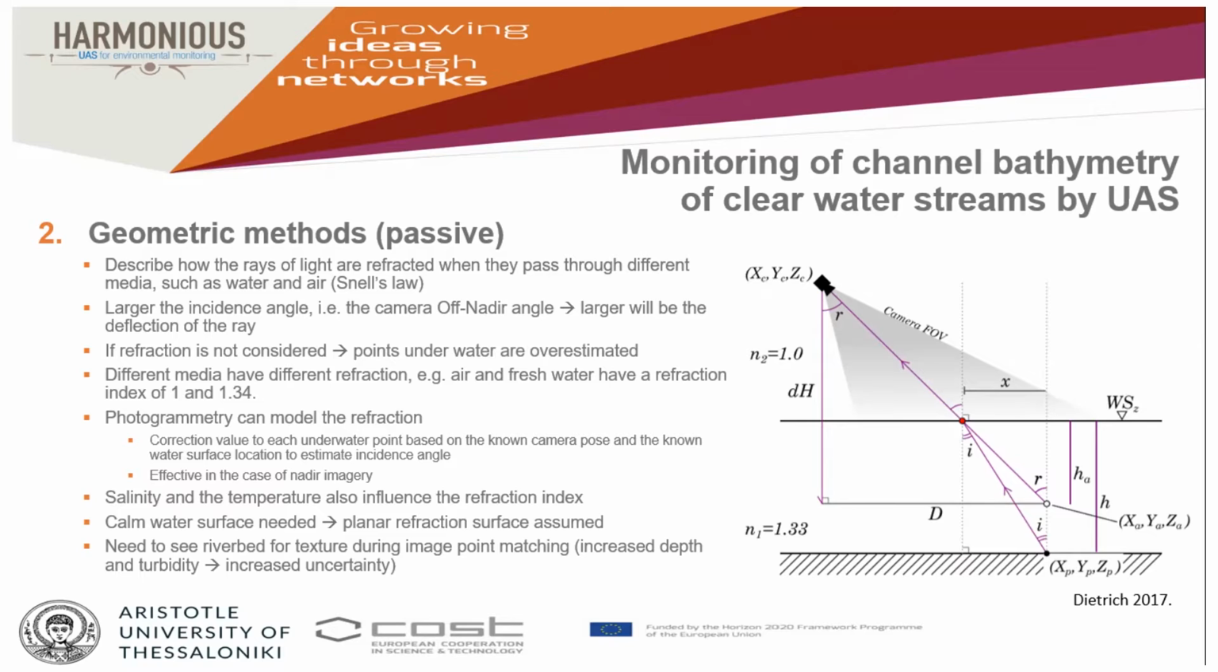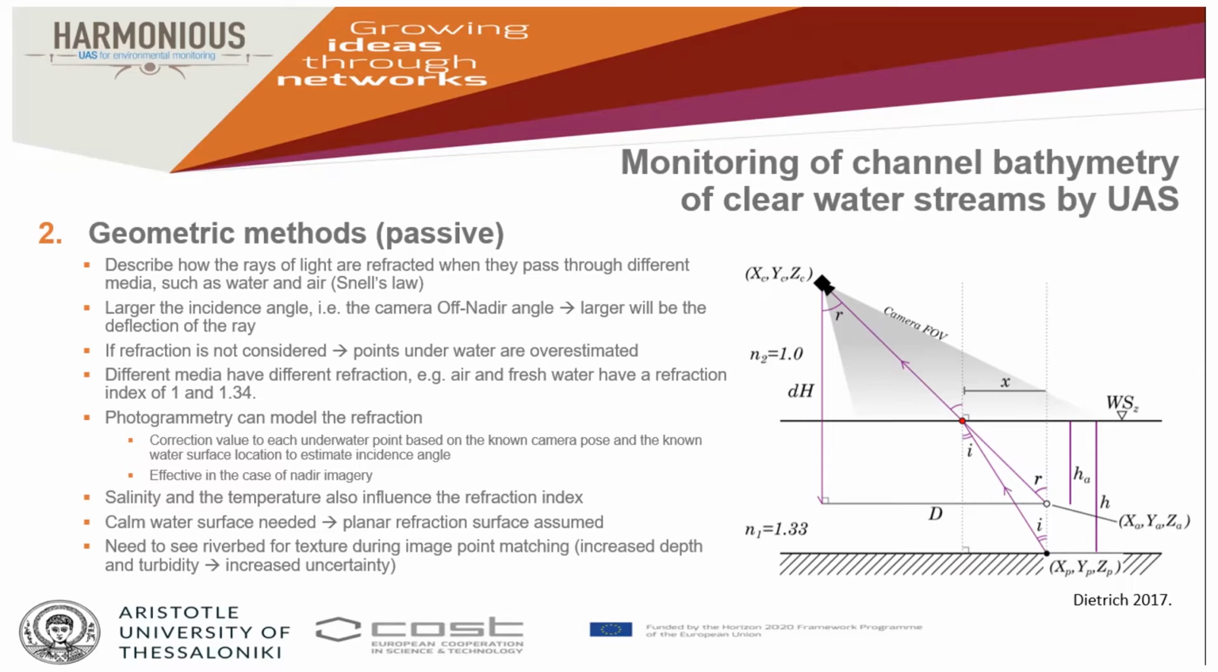Of course, in this case, the salinity and even the temperature influence the refraction index as well, so we don't always have a uniform refraction index. Maybe we can also calibrate the method to the local sites. We need a calm water surface, because for the method we estimate a flat water surface, which we know does not exist in these rivers. So the calmer the water surface, the better the bathymetric reconstruction will be.